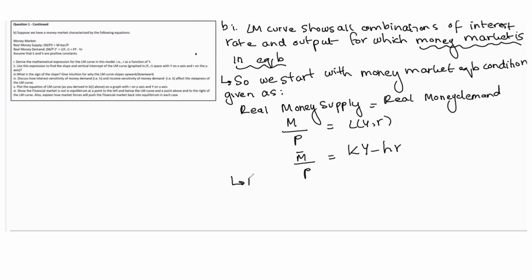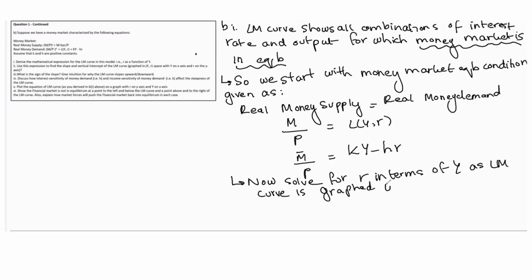So now we will solve for R in terms of Y, as the LM curve is graphed with R on the vertical axis. So we make R the subject here, because the way we plot it is that R is on the vertical axis and Y is on the horizontal axis. Then from the equation, it's easy to figure out what the slope and vertical intercept are.